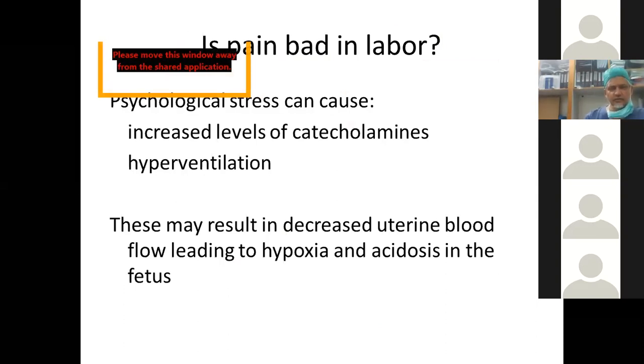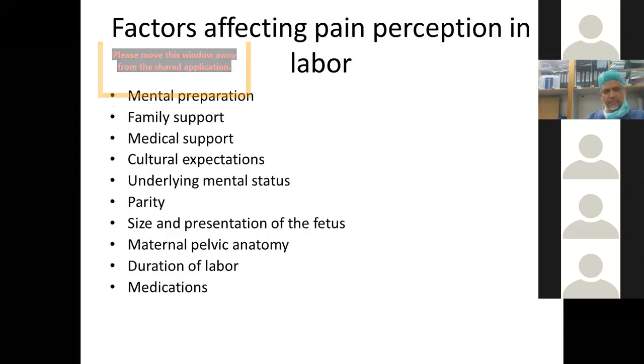Physiological stress can cause an increased level of catecholamines and hyperventilation. These may result in decreased uterine blood flow, leading to hypoxia and acidosis in the fetus. So that's why you need to treat the labor pain.